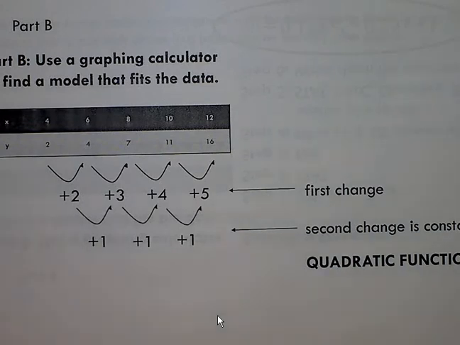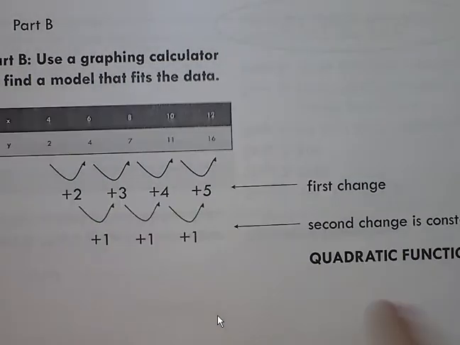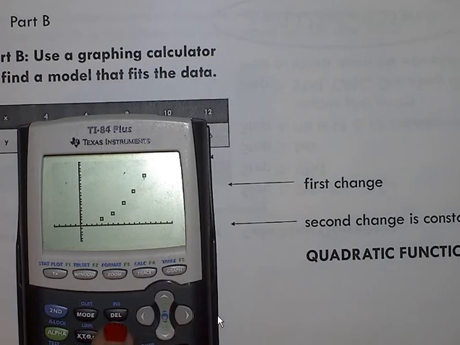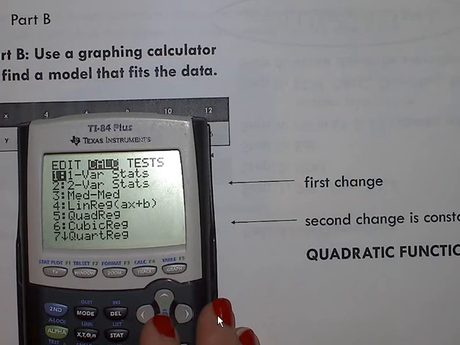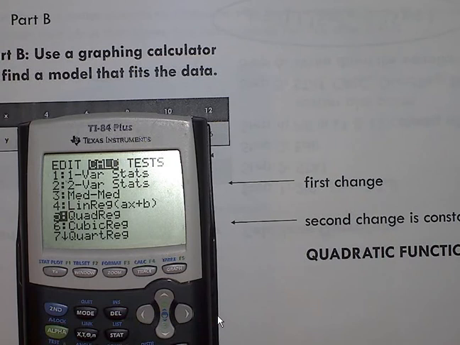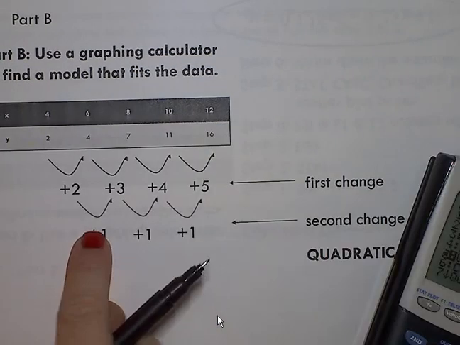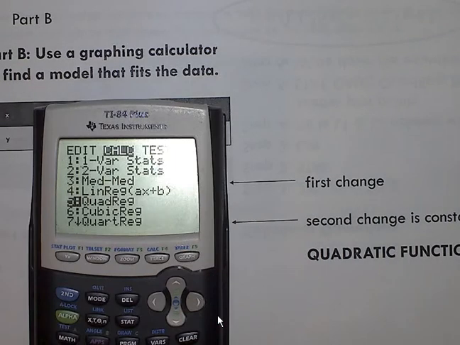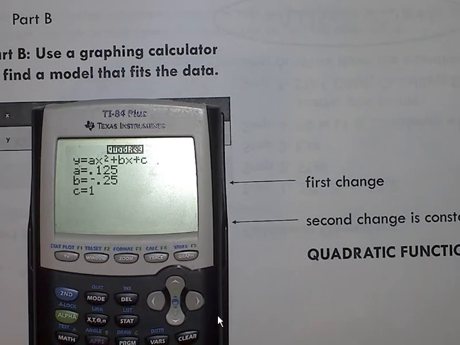Okay, so now we want to create a model that fits this data. We know that it's quadratic, and we have this information in our calculator. Please hit Stat, go to Calculate, and now remember it's going to take the average of these points. Go down to Quadratic Regression. How do we know it's quadratic? Because we've checked, and the second change or second difference is constant. It's the same. Press Enter, and we can now write this number down.